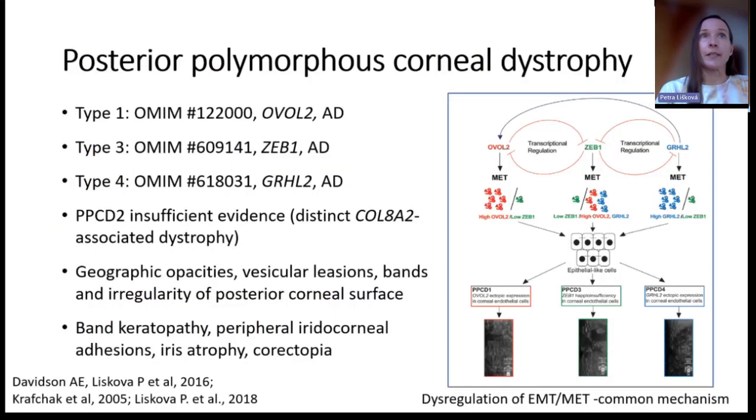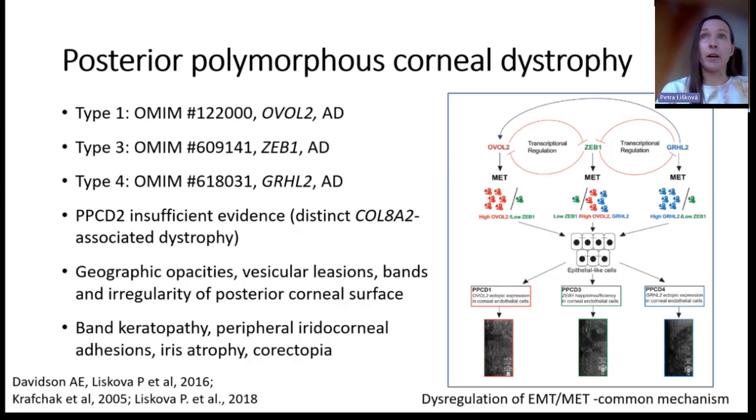Another rare disease is posterior polymorphous corneal dystrophy. It's our favorite disease because we believe it has the highest prevalence in the Czech Republic worldwide, which is due to 2 different founder mutations. Currently, there are 3 subtypes recognized, but they all have a common mechanism, and they're caused by dysregulation of the epithelial-mesenchymal transition.